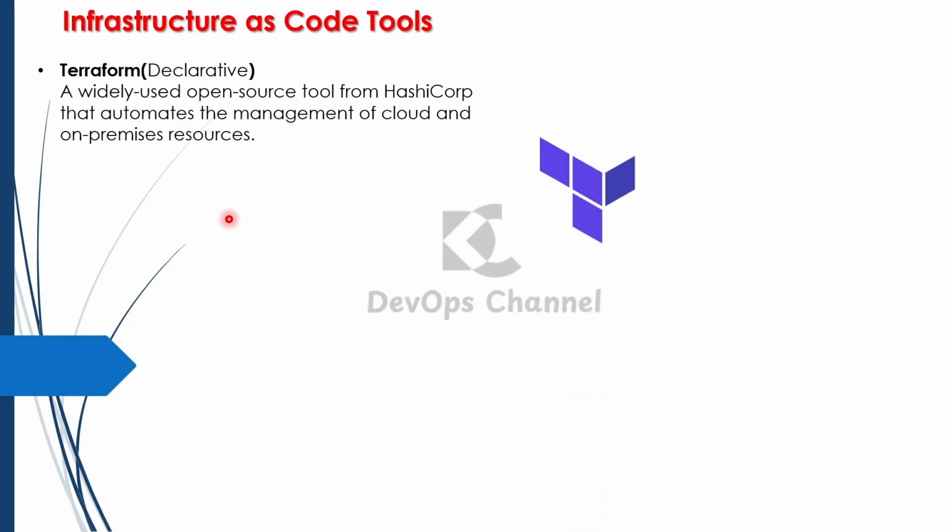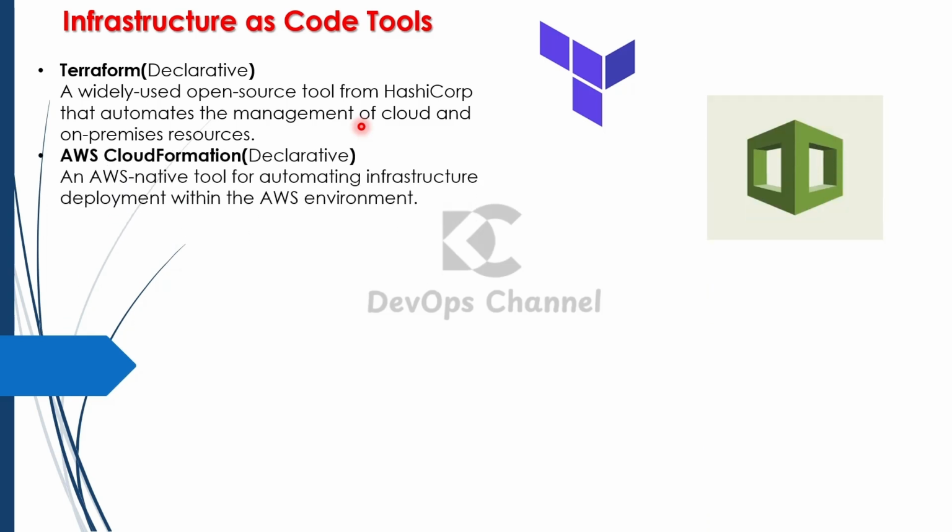Now the Terraform, that's HashiCorp. So the parent company is HashiCorp, the widely used open source tool from HashiCorp that automates the management of cloud and on-premise resources. So they are not limited to only cloud, they can manage your on-premise resources also. Okay, so here you will write a file and then you can run it. It will run your deployment. Okay, so this is Terraform. It is one of the popular tools for infrastructure as code.